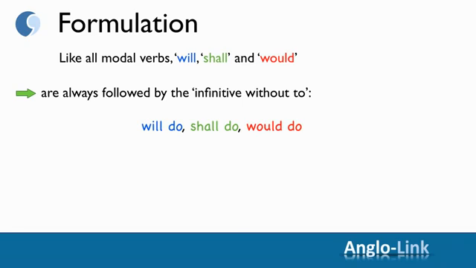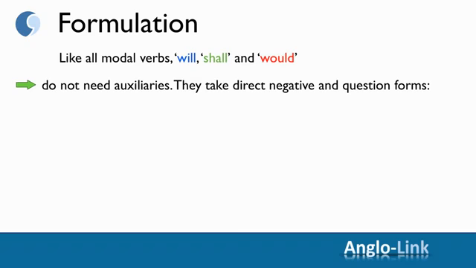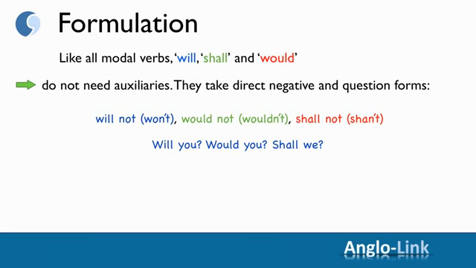Will do, shall do, would do. They're the same for all the pronouns: I will, she will, etc. They do not need auxiliaries. They take direct negative and question forms. Will not, would not, shall not. Will you? Would you? Shall we?